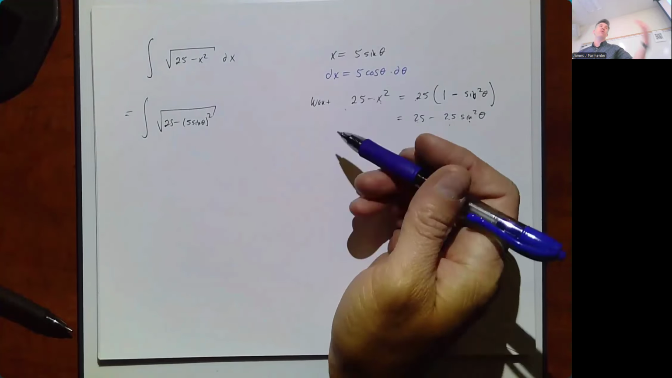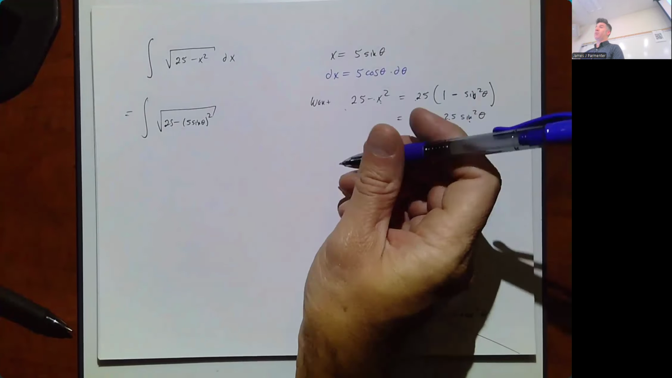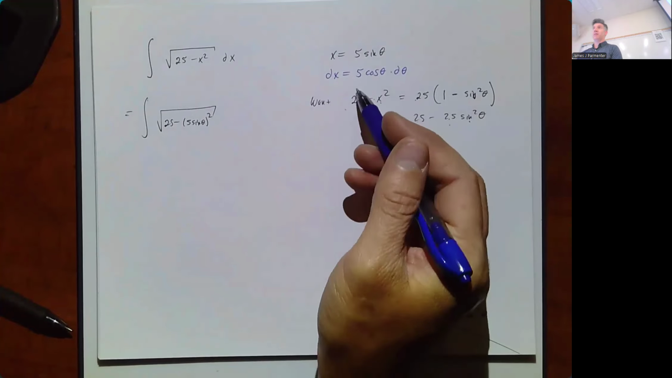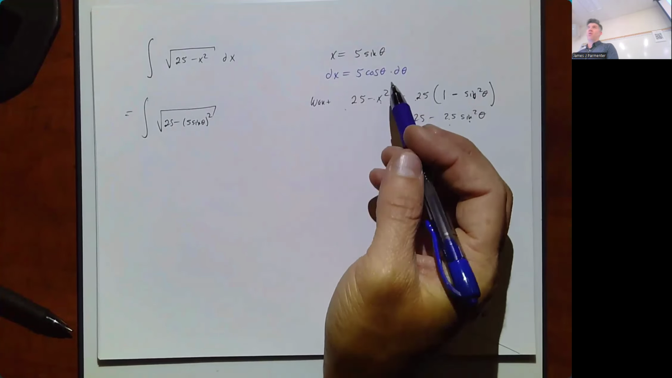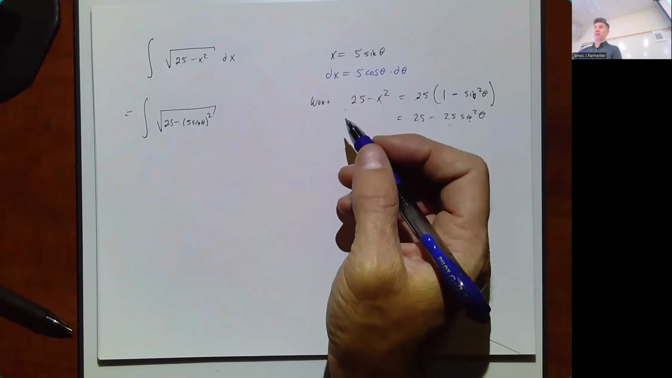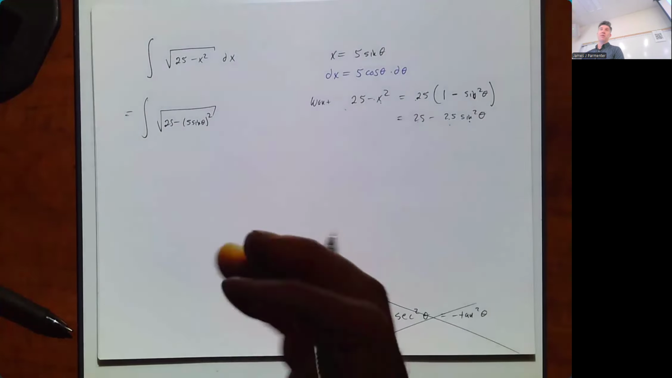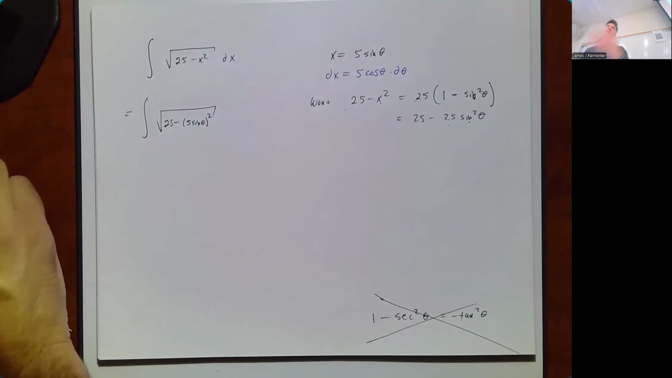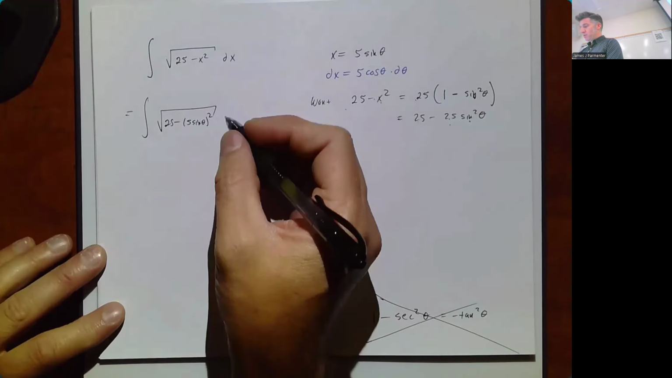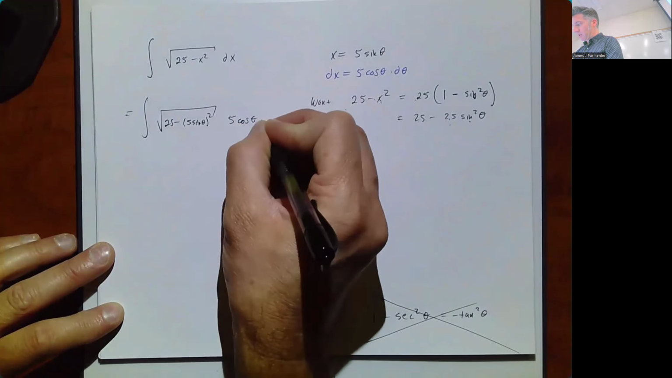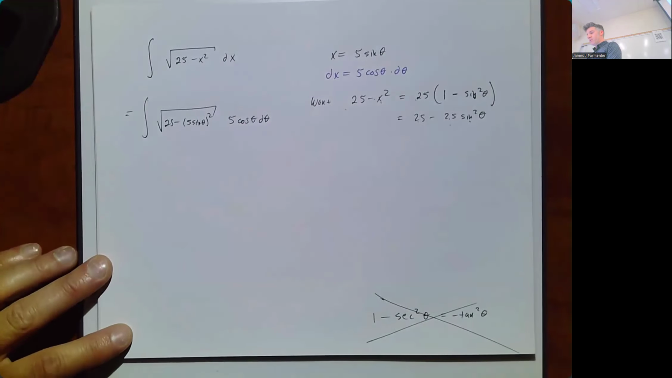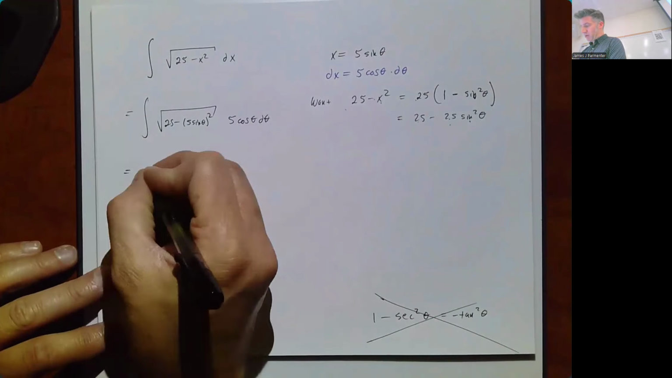It's going to be some trig function times d theta. It's typically going to be either cosine times d theta, or secant theta tangent theta times d theta, or the derivative of tangent, which is secant squared theta times d theta. It's going to be one of those three things every time, with maybe a constant. So we're going to get 5 cosine theta d theta. And then we're going to start simplifying.